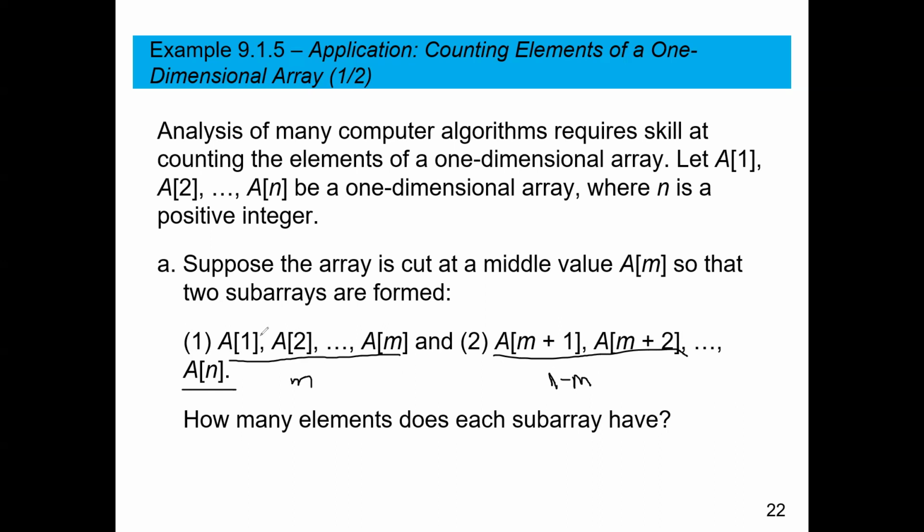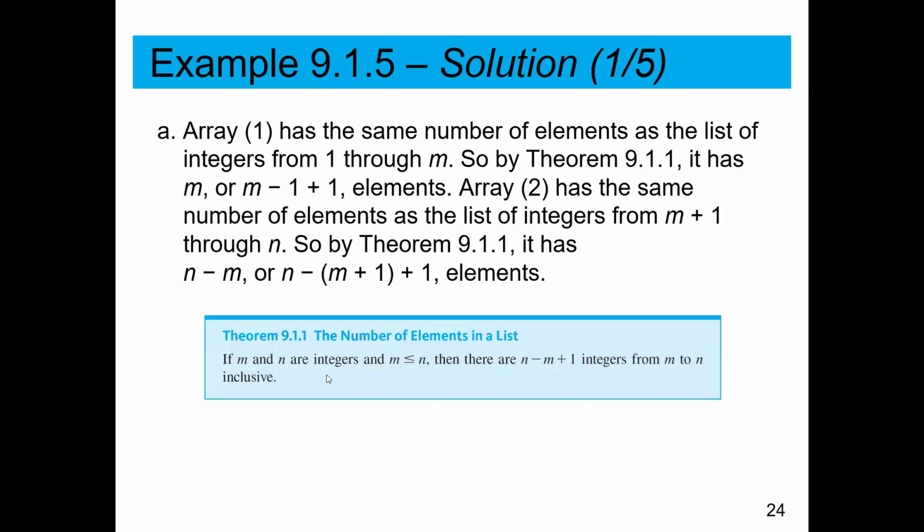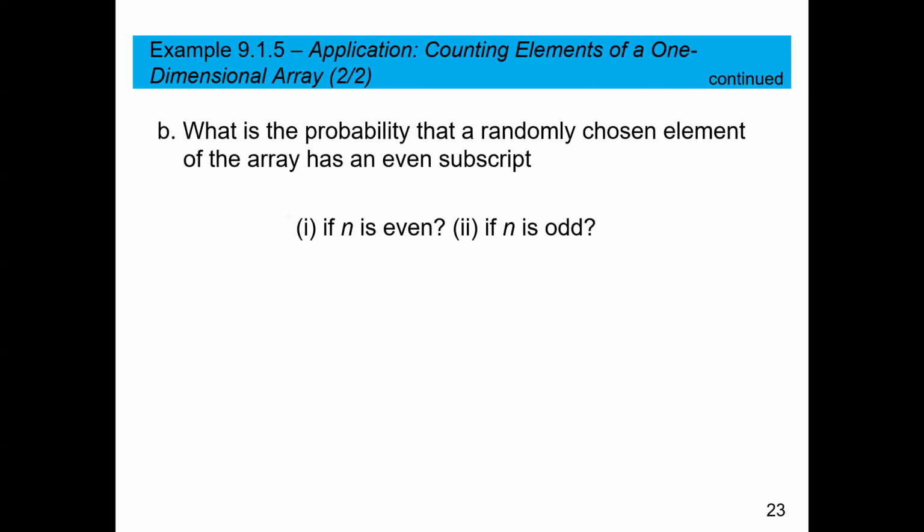All right, so that's our first question. How many elements are in those? And if we go through it, it's pretty simple that there are M elements in the first part. In array 2, which has AM plus 1 to AN, do the calculations, you get N minus M. So notice this value, the number of elements in the list, is something we've already talked about. We've already calculated this.